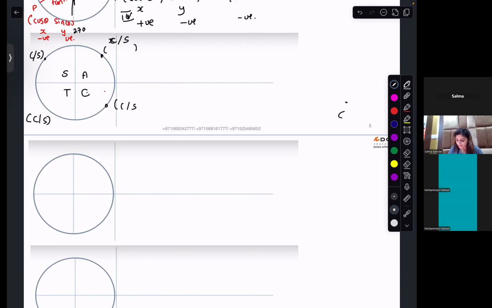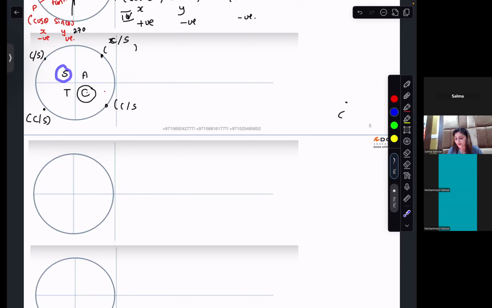I hope you're with me. So the CAST rule says that in this quadrant, only cos will be positive. Cos is the x coordinate, right? So in this quadrant, only cos will be positive. In the first quadrant, all is positive. Everything is positive, all the angles are positive.